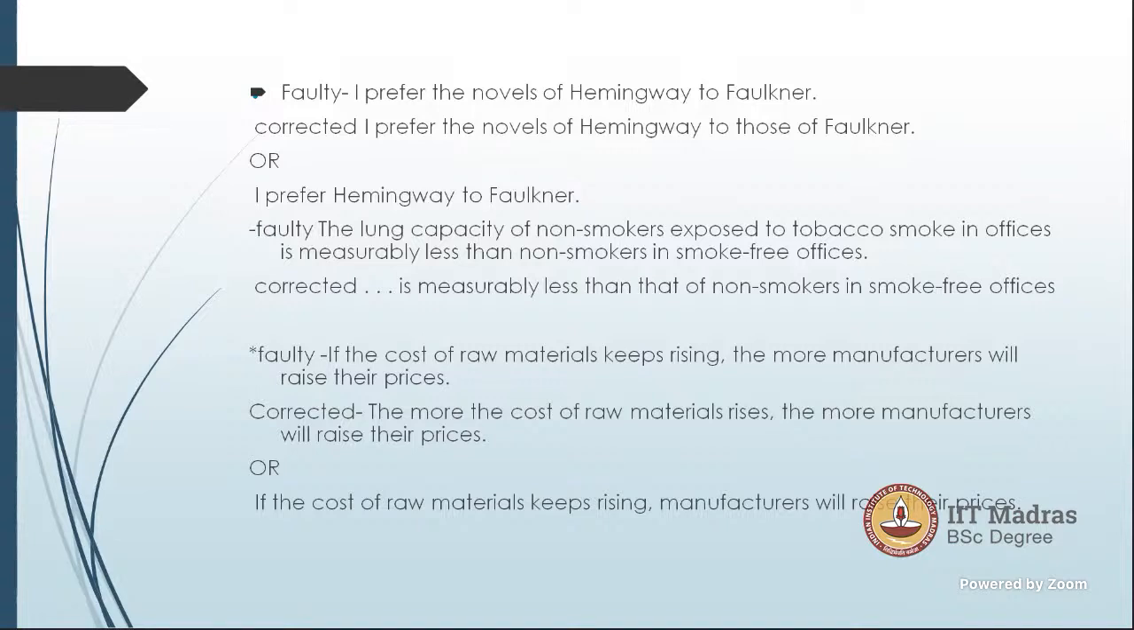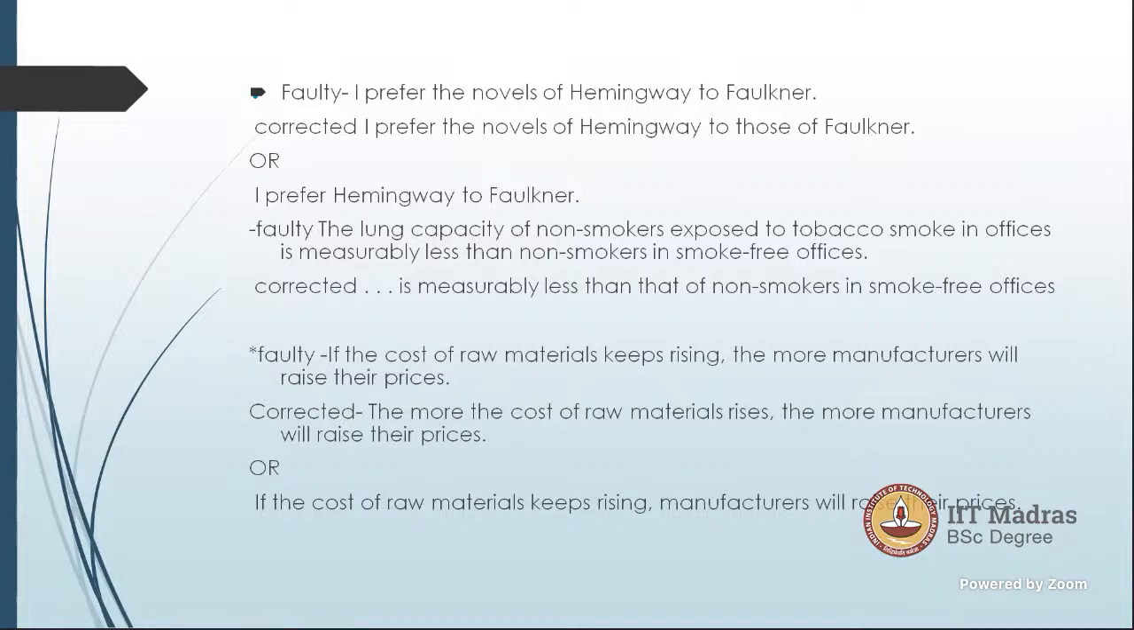The last example in this one: if the cost of raw materials keeps rising, the more manufacturers will raise their price. Now, in the initial part you are talking about the cost, and in the second part you're talking about the price. So how do you rewrite it? The more the cost of raw materials rises, the more manufacturers will raise it. So the comparison needs to be the same, right? So you add more to the second part in order to show that we are comparing the price of the product with the cost of the raw materials.